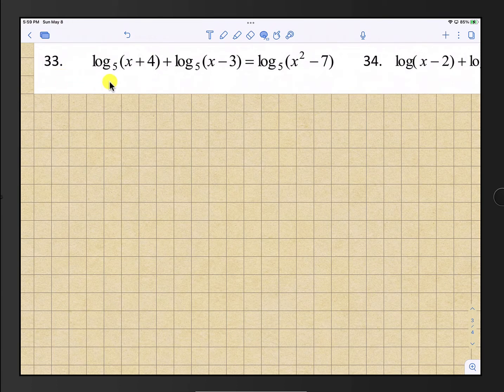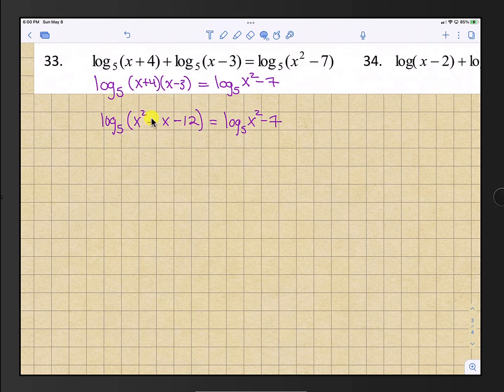And here's number 33. So we have log base 5 of x plus 4 plus log base 5 of x minus 3. Well, we can use the product rule. Addition turns into the product. So that means that this would be log base 5 of x plus 4 times x minus 3 equals log base 5 of x squared minus 7. All right, now we can multiply the x plus 4 times x minus 3, and that's going to give us x squared plus x minus 12.